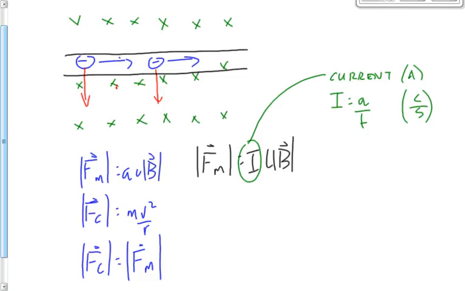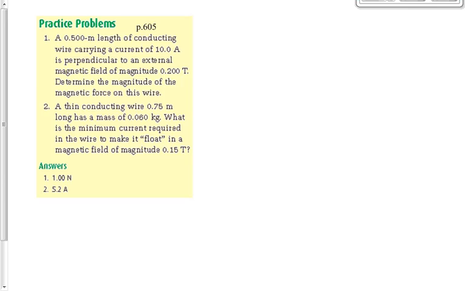All right, let's take a look at the homework questions we had last night on page 605. Okay, let's have a look at number 2. It says a thin conducting wire 0.75 meters long has a mass of 0.06 kilograms. What's the minimum current required in the wire to make it float in a magnetic field of magnitude 0.15 Tesla? There's a big word here, an important word here. What is that important word?